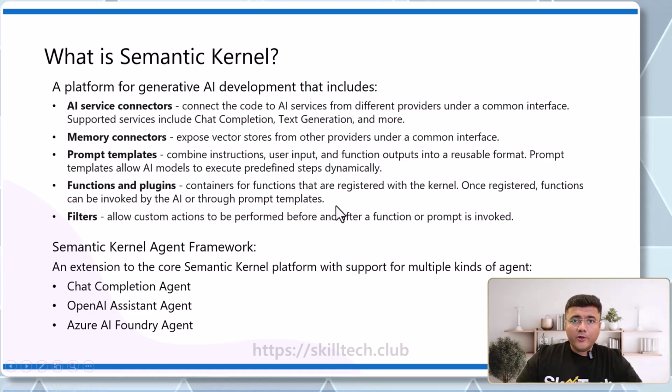Once it is registered, these functions can be invoked by the AI through prompt templates. So basically, you may have multiple plugins with functions, and each function is going to have some specific logic. On the fly, dynamically, you can associate with those plugin functions and invoke them. This is all going to happen with the kernel.